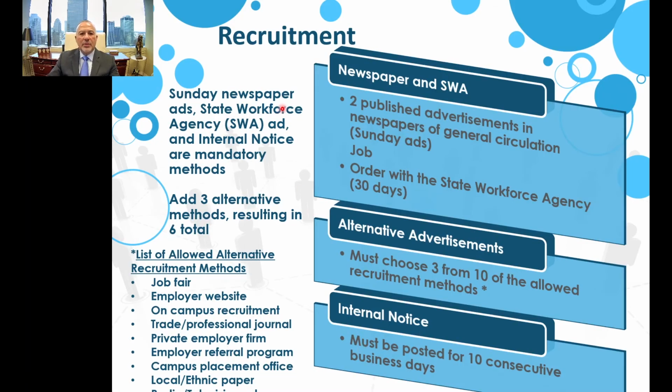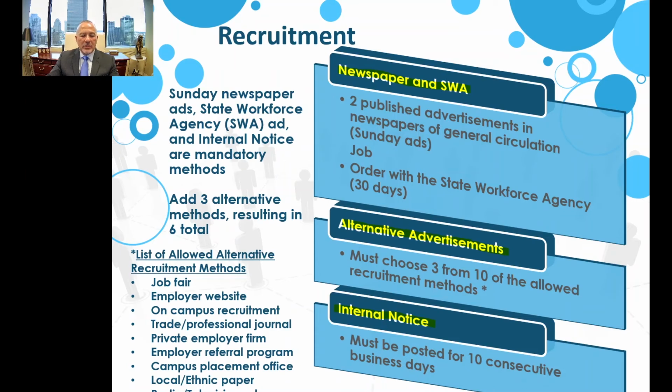So now let's talk about the recruitment. What are the things that go into the recruitment process? So I want to use my highlighter here. The three things that we have to do: newspaper and SWA, alternative advertisements, internal notice. Okay, these three things must be done in order for us to prepare the recruitment campaign.